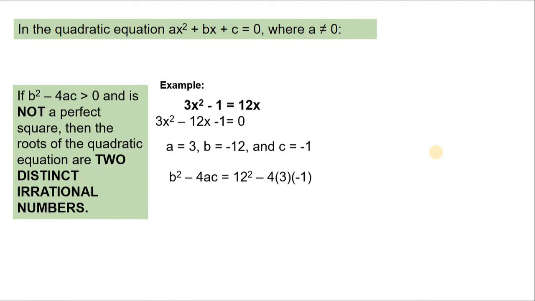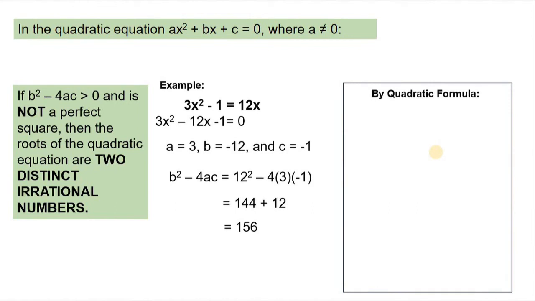So 144 plus 12, I have 156. 156 is not a perfect square, but is greater than 0. So expect that we have two distinct irrational number solutions. Okay? So let's solve. So this equation is not factorable, okay? Since this is not a perfect square. So I am going to use the quadratic formula to find the roots of that equation.